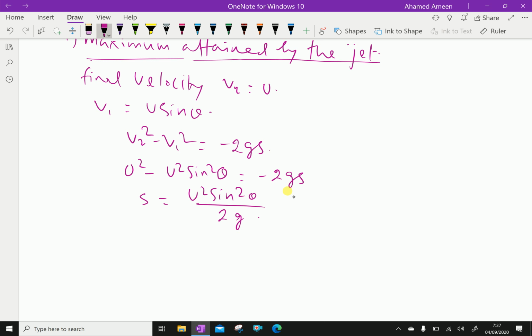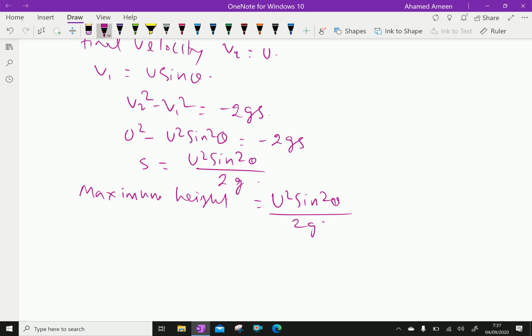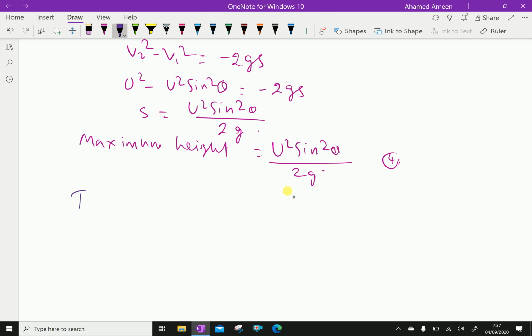This is the maximum height. Maximum height equals u squared sine squared theta over 2g. Then next is time of flight.